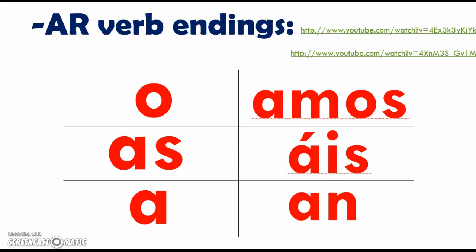Assuming we've identified the verb as an AR verb and we've chopped off that ending, now we add on a new ending. So here are our new endings, and just like the previous slide, they always line up in the same order: first person, second person, third person. So our endings for all AR verbs when we're referring to yo is always o. Tú is always as. Él, ella, usted, a. Notice that this is not gender specific. Yo could be a boy, a girl, it doesn't matter, but it still ends in o.